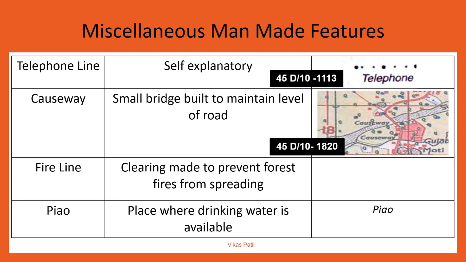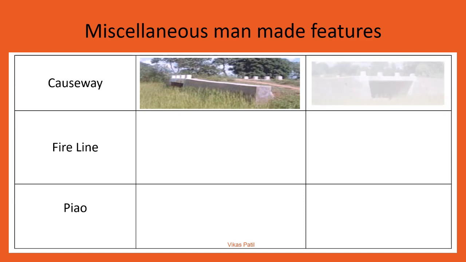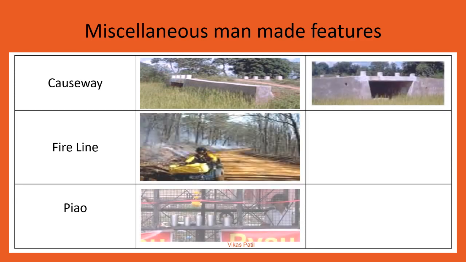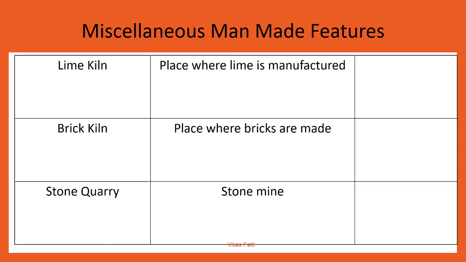Fire line. Now fire line is a clearing made to prevent forest fires from spreading. It will be shown with parallel dashed black colored lines. Piao is a place where drinking water is available. For fire line you can go to 2316 grid in 45D/10. You can see an example of fire line. So causeway looks something like this. This is an example of fire line, and then piao.